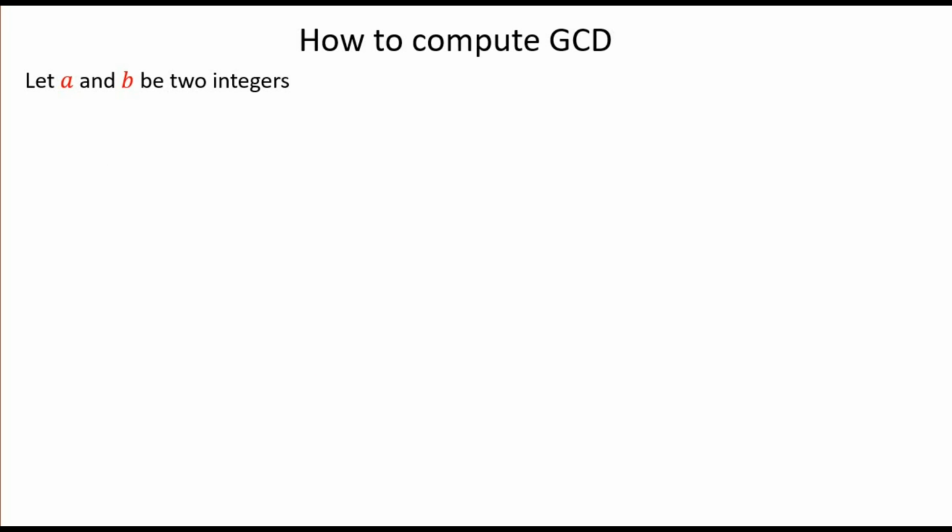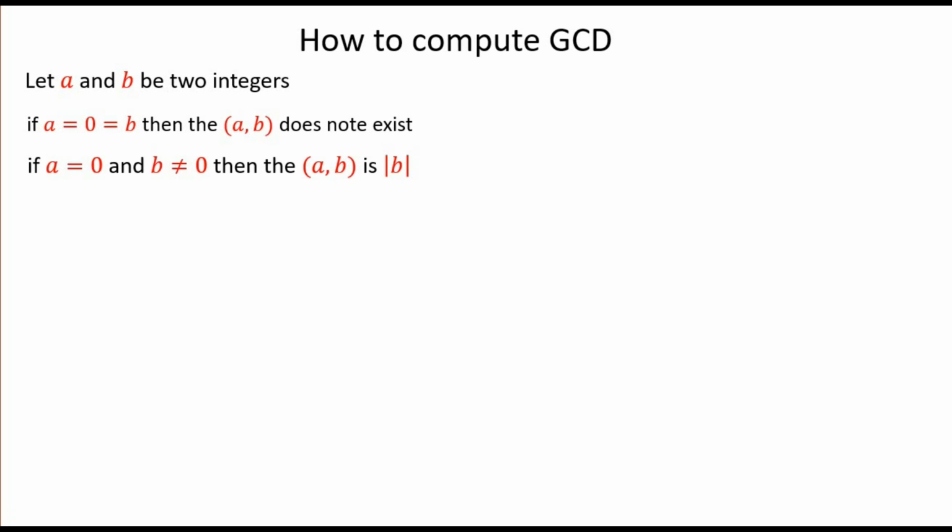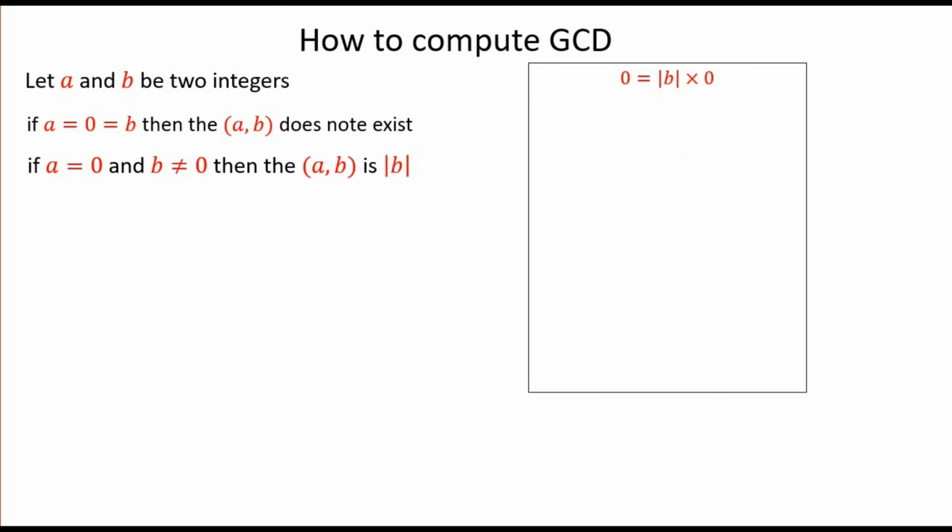Let a and b be two integers. If a = b = 0, then the GCD of a and b does not exist, because both numbers are 0. If a = 0 and b is not equal to 0, then the GCD of a and b is equal to the absolute value of b, because 0 = |b| times 0, so |b| divides 0.